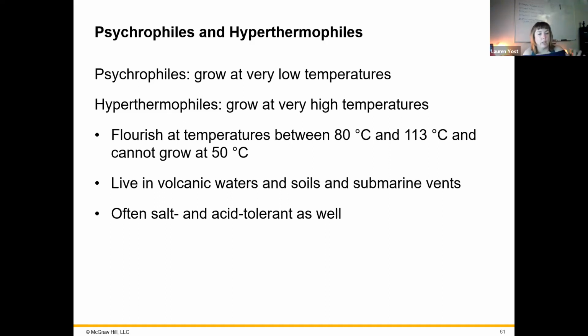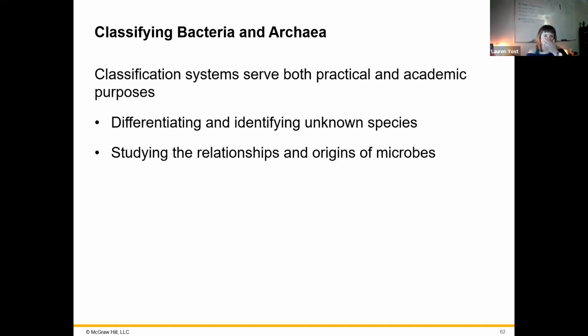Our body temperature is 37, by the way. And so yeah, these are the guys that live in the submarine vents with the hot water coming out of the vents and all that, and in volcanic waters. A lot of these guys are cross tolerant, right? So if it can tolerate the heat, it often can tolerate salt and acid as well, and vice versa, just depending on what organism you're talking about. But yeah, so that's archaea.